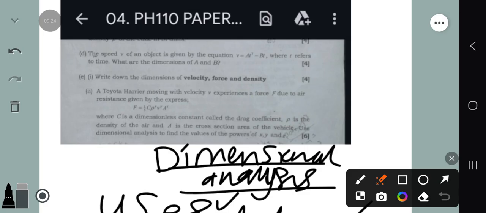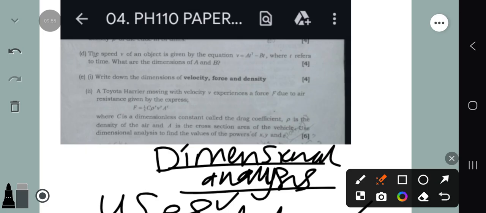For examples of basic units, kg for mass, because mass is a physical quantity. We have basic units like time, basic units like length. And these three are applicable to what? Only applicable to dimensional analysis, right? So V equals to what? V equals AT cubed minus BT, where T equals to what? Time. Find the dimension of A and B.